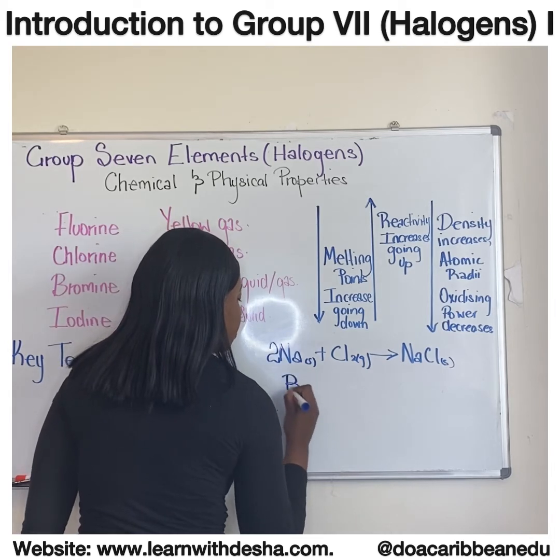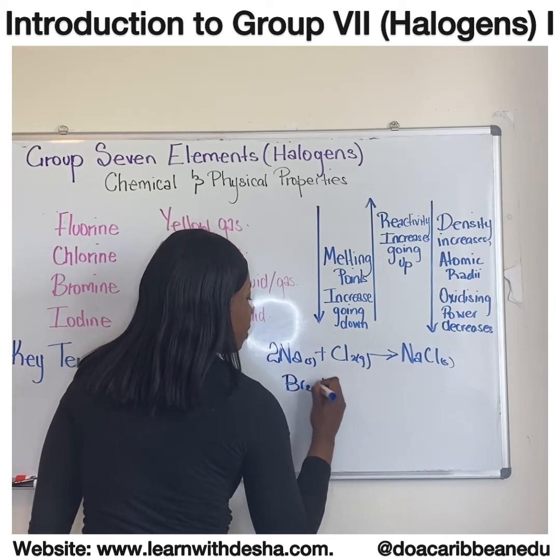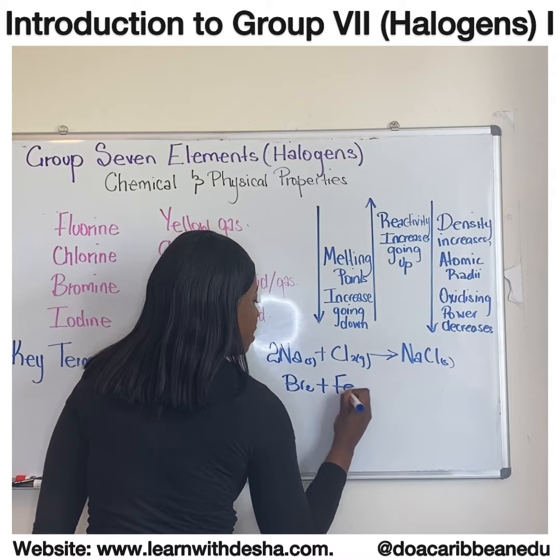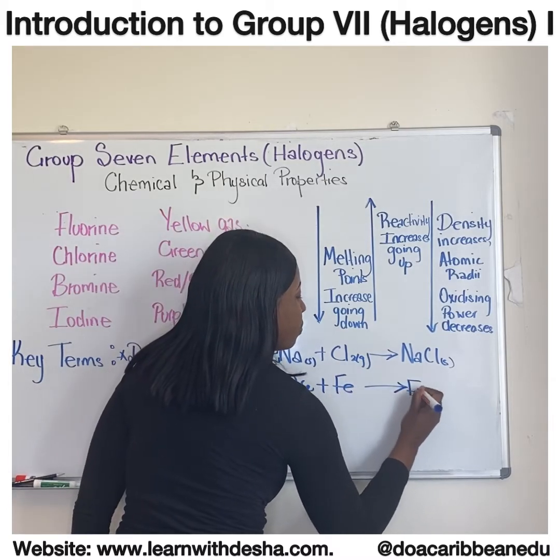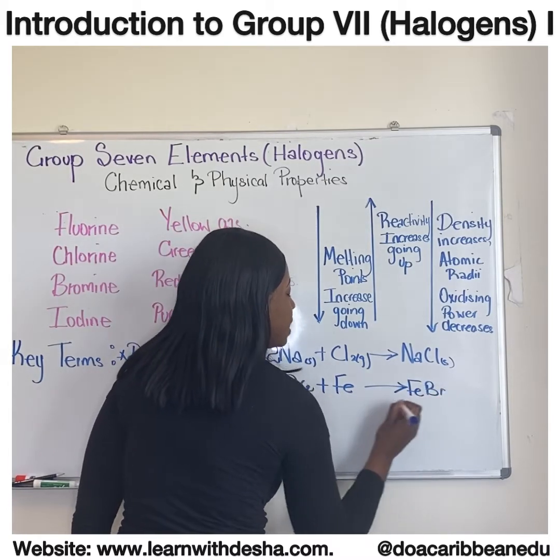Bromine, Br2, plus iron, Fe, gives iron bromide. Let's balance this.